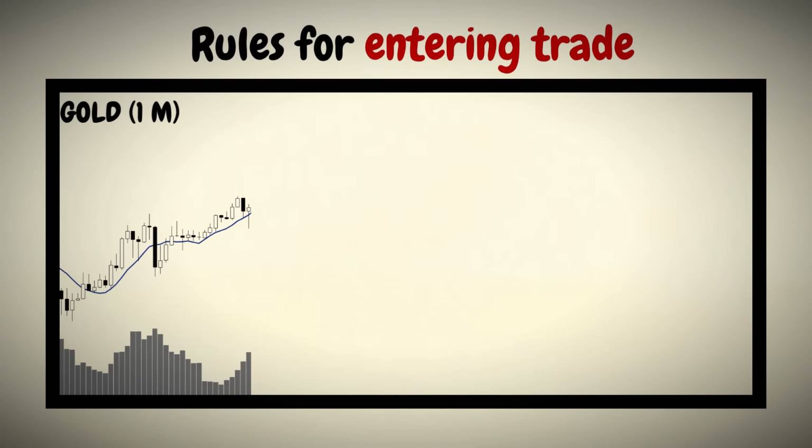Okay, so how will you take the trade? First, you open the gold chart and you sit in front of your screen during a high volatility session. You are watching the market movement. You have applied the 9-period moving average on the chart, and you have added the volume indicator. And now you are watching the chart.